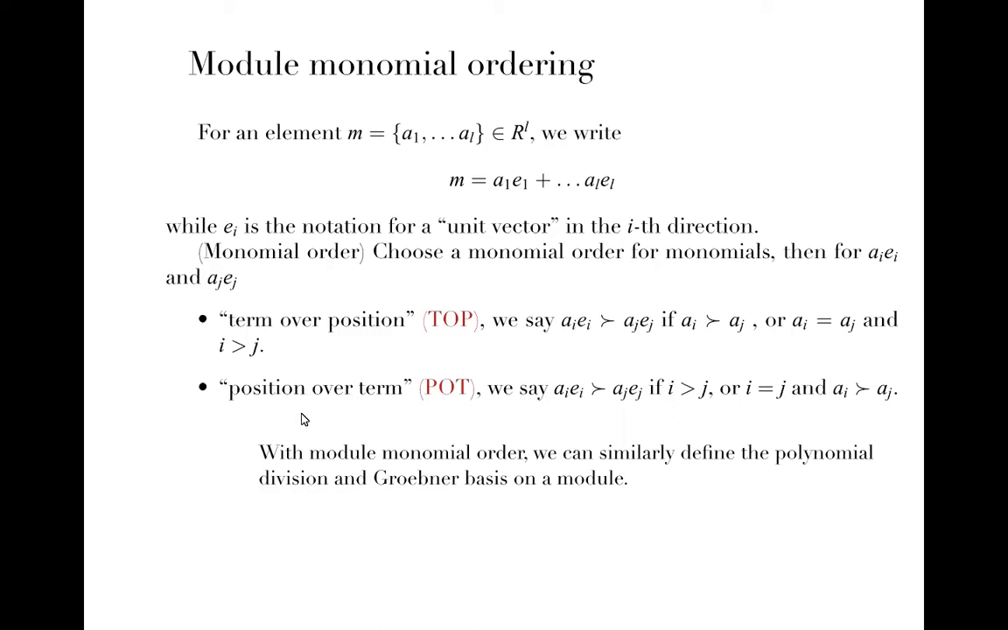But we can also consider something else. We can consider position over term. Let's forget about this A_i, A_j for a while and compare these two unit vector directions. Only if they are in the same direction do we do the monomial ordering comparison. So that's basically two philosophies in treating this monomial ordering. If you use term over position, you are really focusing on the polynomials first: sort the polynomials and then consider the orientation. But the other one considers the orientation first. For example, if you want to do a Gröbner basis, some elimination, I always try to get rid of some of the directions, some of the unit vectors, and then consider the polynomial problem. I can do both.